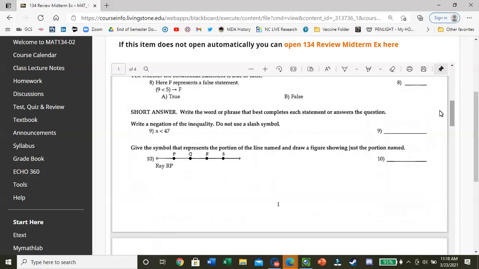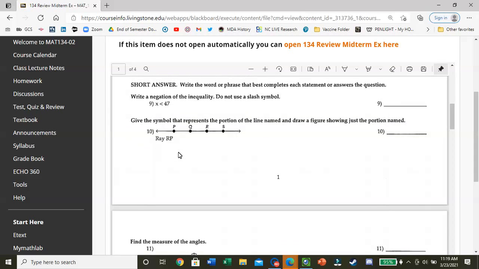Okay, any questions with number 9? So basically, write the negation of an inequality. So what would that be? Greater than or equal to, right? 47. Okay, so you switch the inequality sign. If it's got an equal to sign, you take it off. If it doesn't, you put one on.